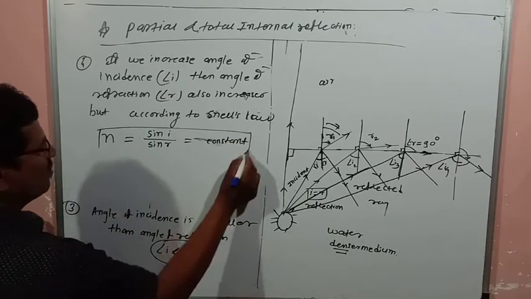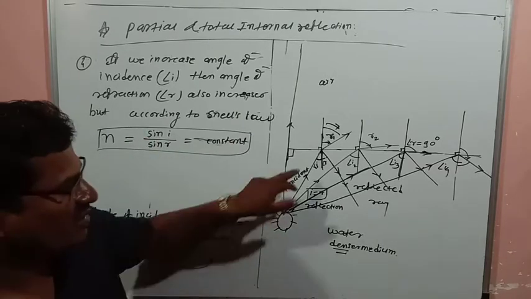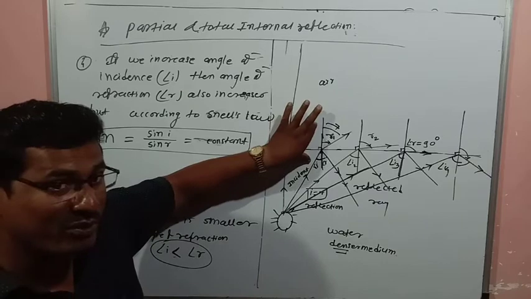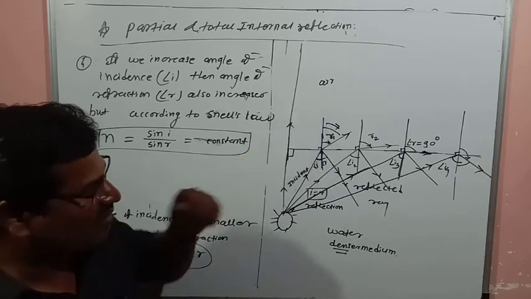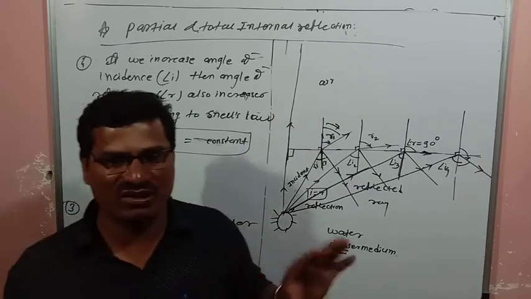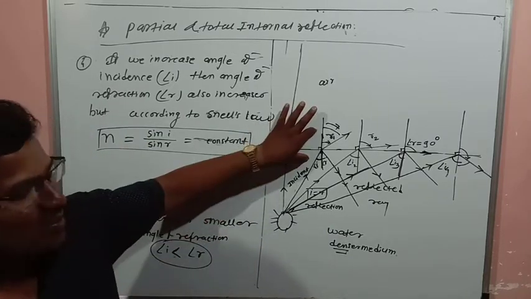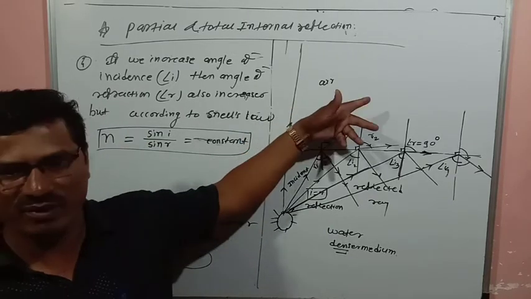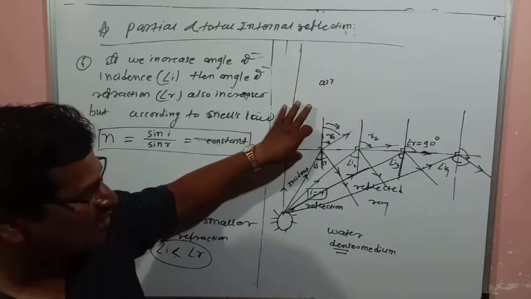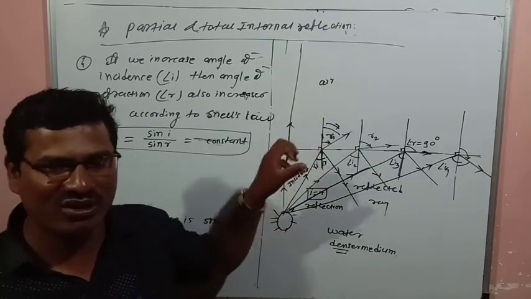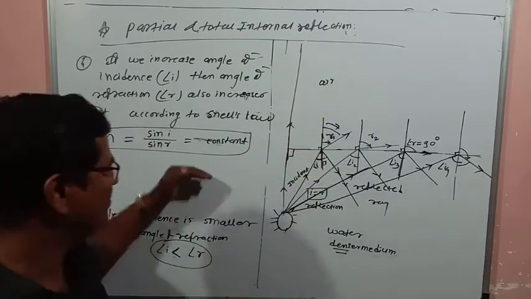So refractive index for a pair of mediums remains constant. According to Snell's law, if the medium changes, then refractive index will change, but here these two mediums are fixed, that's why refractive index will remain the same.